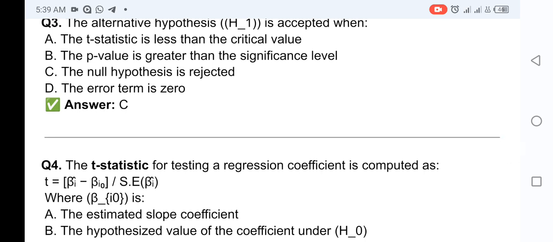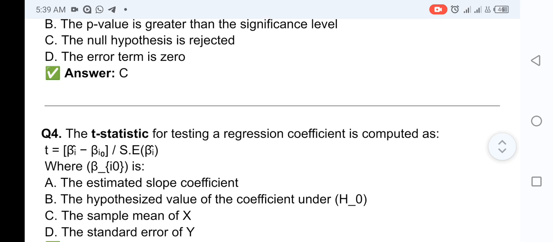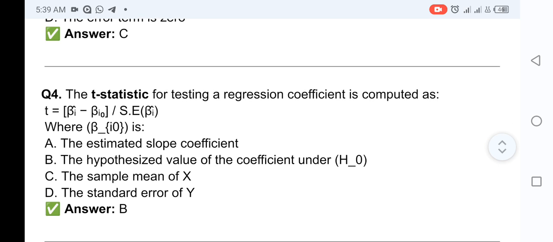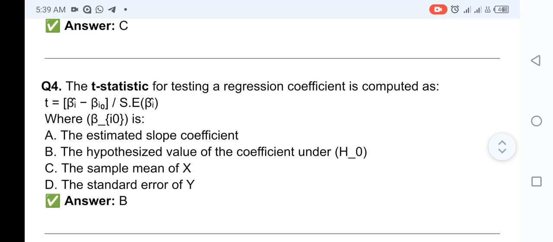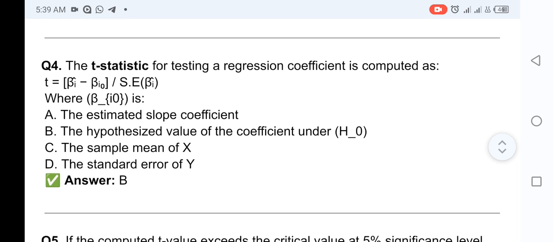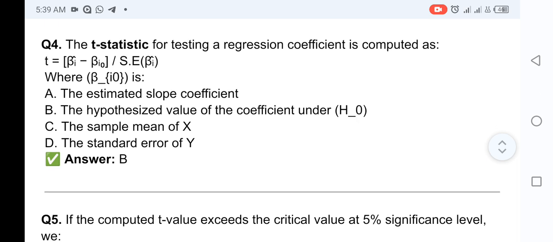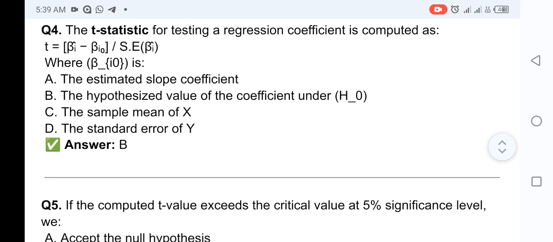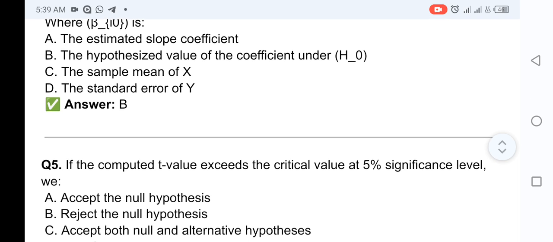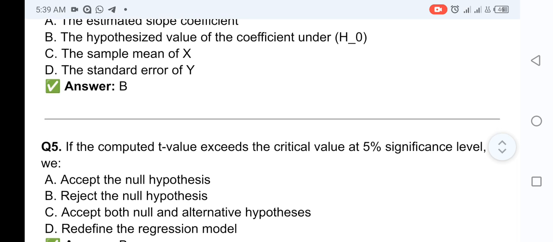Q4. The t-statistic for testing a regression coefficient is computed as t equals (beta hat minus beta_i0) over s.e.(beta hat), where beta_i0 is: A. the estimated slope coefficient, B. the hypothesized value of the coefficient under H_0, C. the sample mean of x, D. the standard error of y. Answer, B.